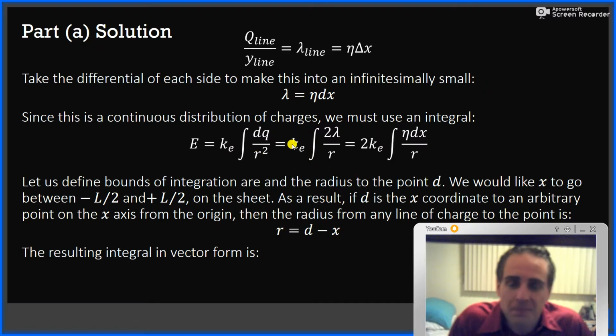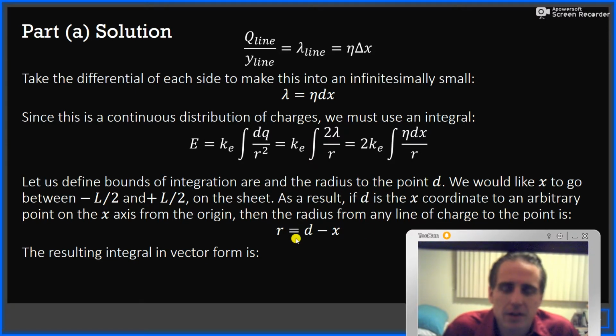But we know that this is k_e integral 2 lambda over r for an infinitely long line of charge. But notice that we have multiple lines here. So it's not just 2 lambda over r and we're done. It's the integral of 2 lambda over r. So lambda gets replaced with eta dx because they have the same units, and we expressed why that should be the case. We can move any constants out front, and then we need to think about what r is, what that radius is.